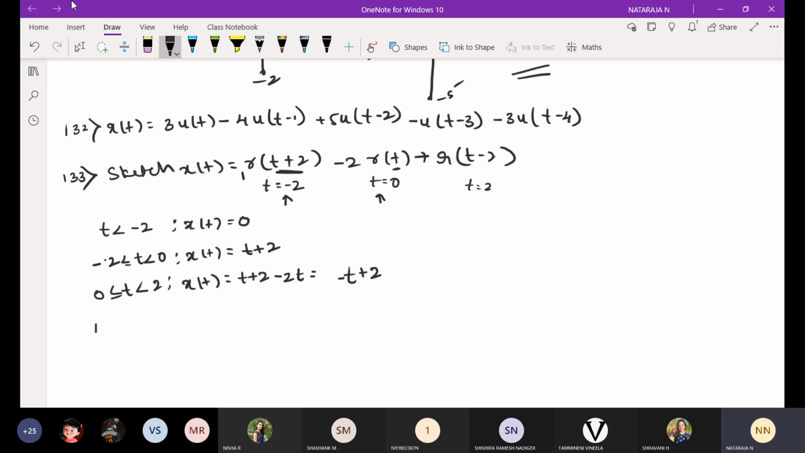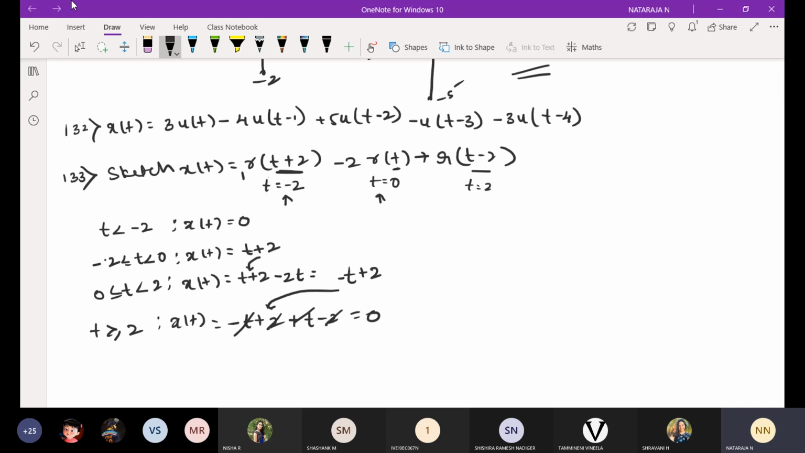Next, t greater than or equal to 2. After this, what is the signal here? After this you will have x of t. What is the previous output? Minus t plus 2 is my previous output. Then I am going to consider this t minus 2: minus t plus 2 plus t minus 2. The 2 and minus 2 get cancelled, you will get 0.